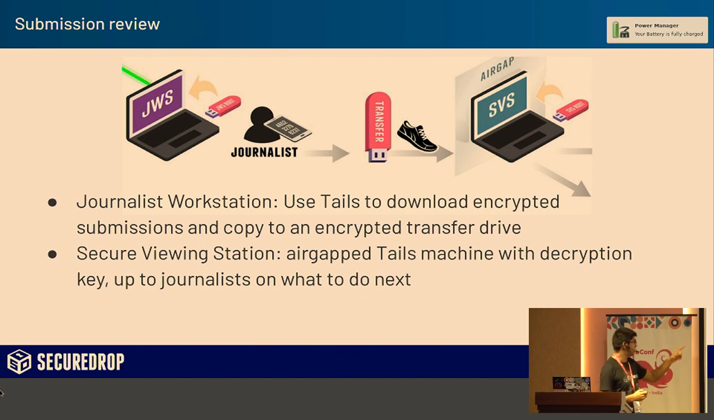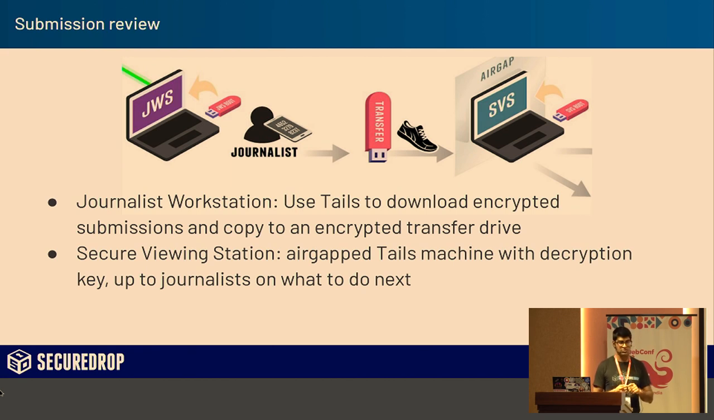which is the part in the middle, and then you walk over to an air-gapped Tails machine. So the secure viewing system has the decryption key, but it's not connected to the internet. And this is for multiple reasons, but primarily, if you're accepting random files from strangers on the internet, there's a good chance that someone is going to send you malware.